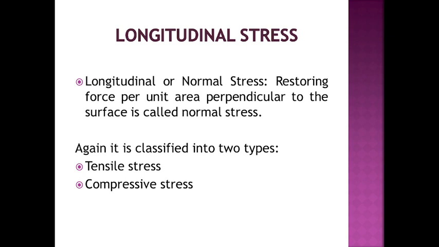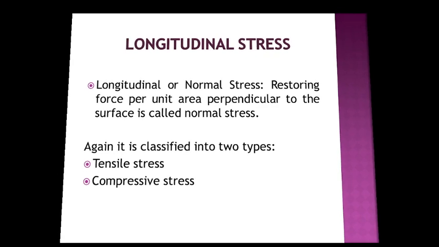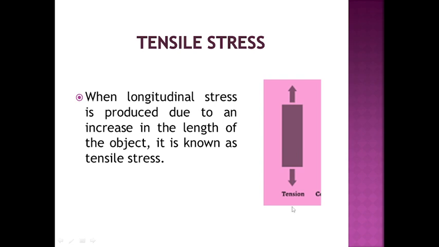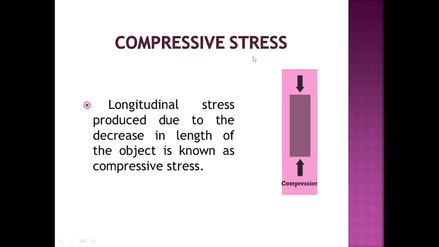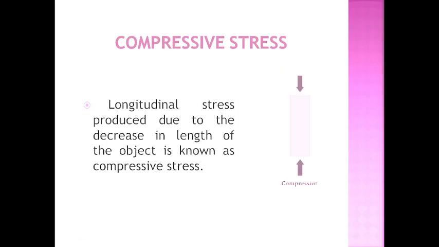Longitudinal stress is normal to the surface. The force that is applied is normal to the surface. We can call it normal stress also. There are two types in the case of longitudinal stress: tensile and compressive stress. Tensile stress, as we can see in this figure, is when we apply force and there is an increase in the length of the object. Such stress is called tensile stress. Compressive stress, as the name indicates, is when we apply force to the object and its length decreases. So the decrease in length is called compressive stress.